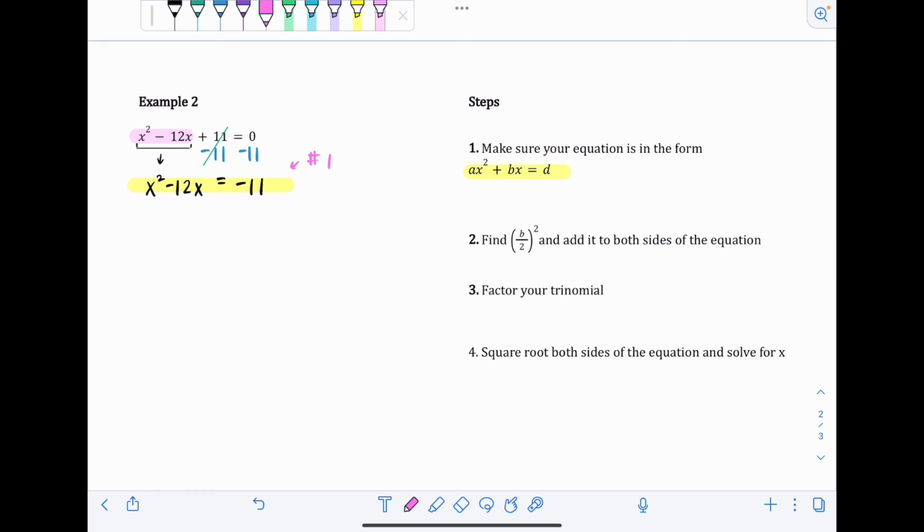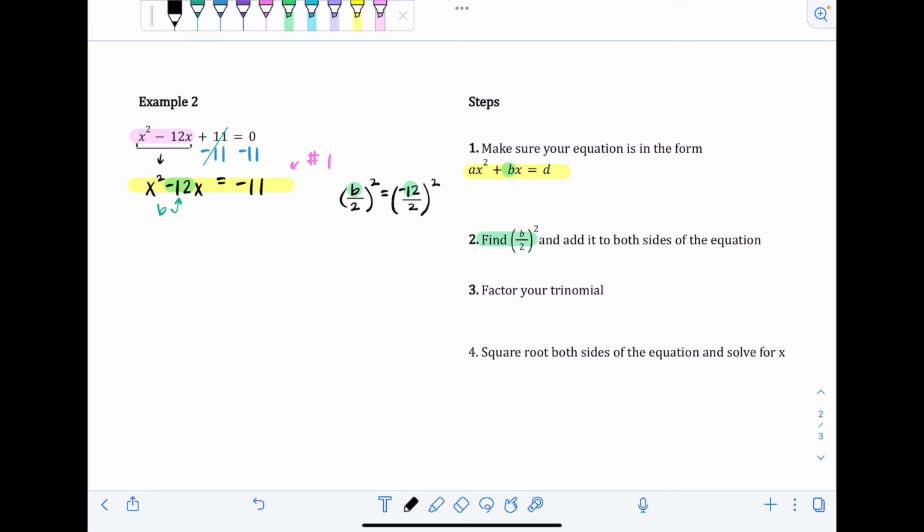And then for step 2, it says find b over 2 squared and then add it to both sides of the equation. I'm going to do just the first part first. So remember, b is always the number in front of x. We look at the number in front of just x to the first power, and that's negative 12. So b is negative 12, so I'm going to take that formula, b over 2 squared, and put that negative 12 in for b. So negative 12 over 2, and then we'll square it.